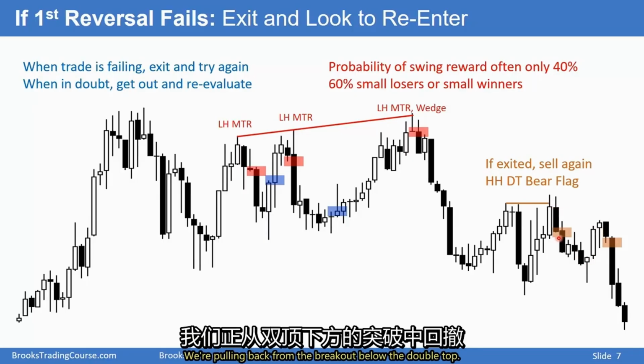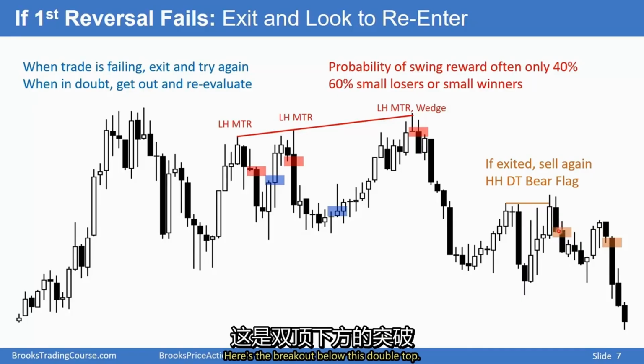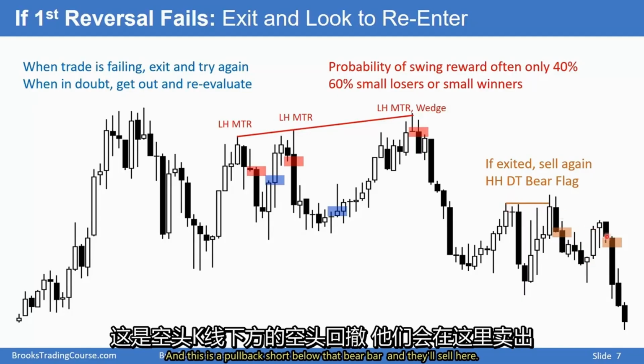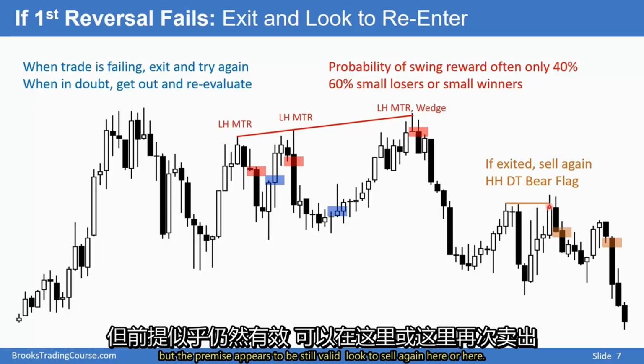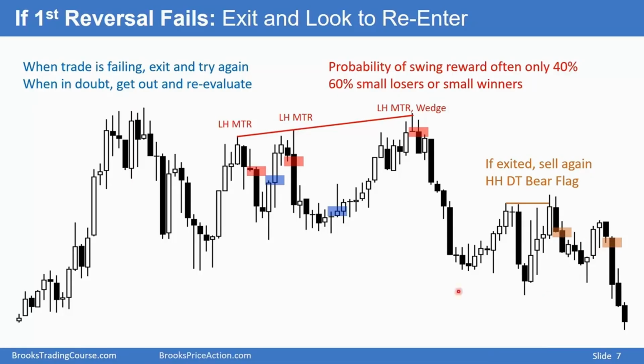We're pulling back from the breakout below the double top. Here's the breakout below this double top, and this is a pullback short below that bear bar, and they'll sell here. If you're in a swing trade and you get out for any reason, but the premise appears to be still valid, look to sell again here or here.